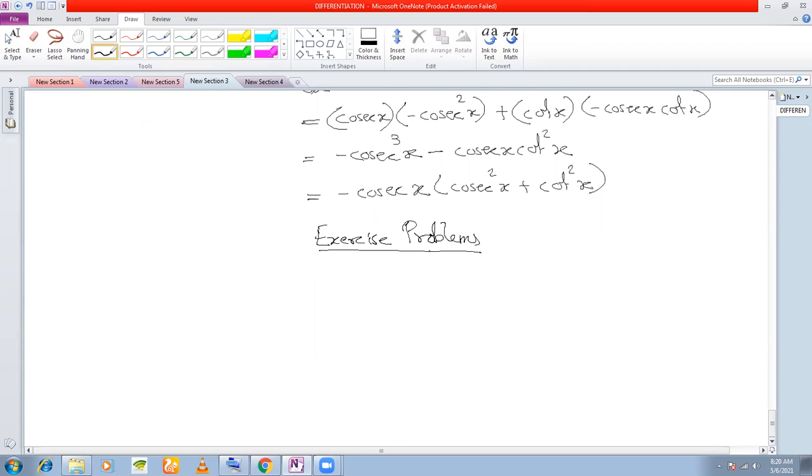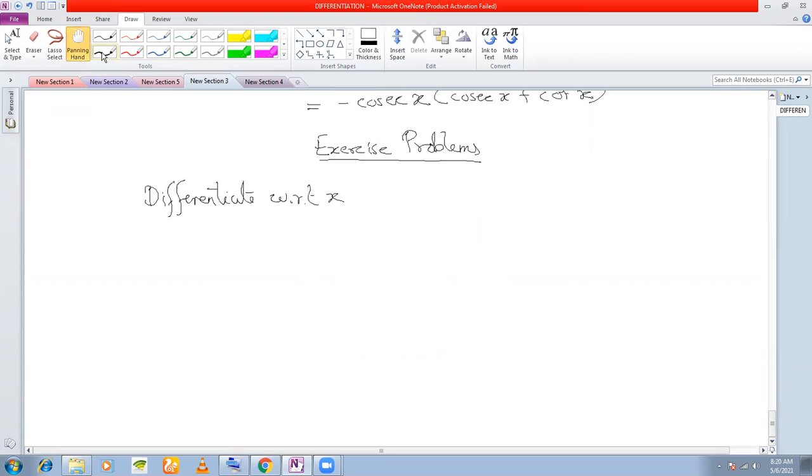This is exercise 6A in my textbook. The question here is: differentiate with respect to x. I'll give you all the questions at a time. Differentiate with respect to x. The questions are: first question is 7 by x square.